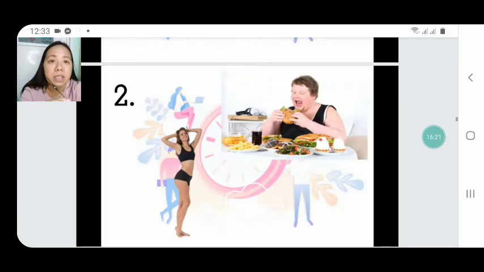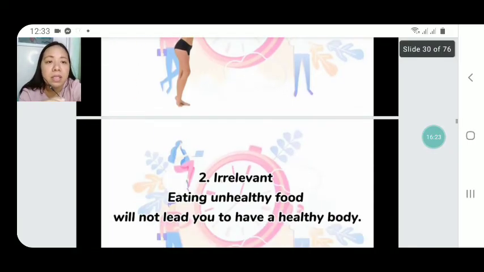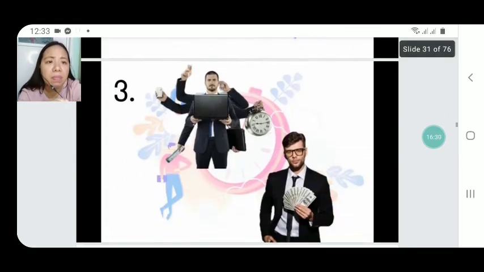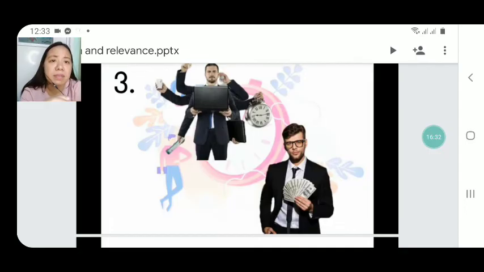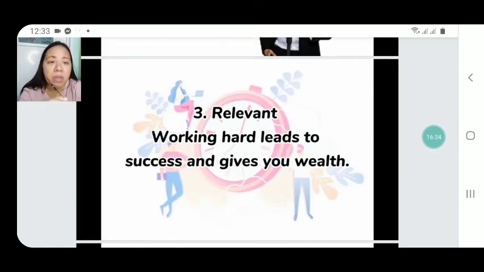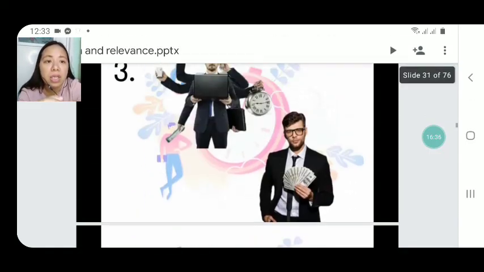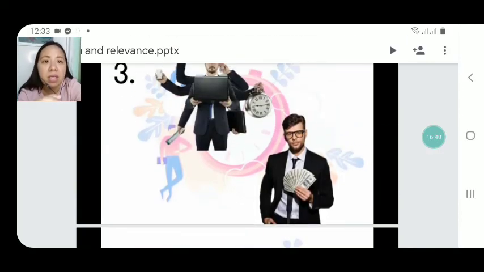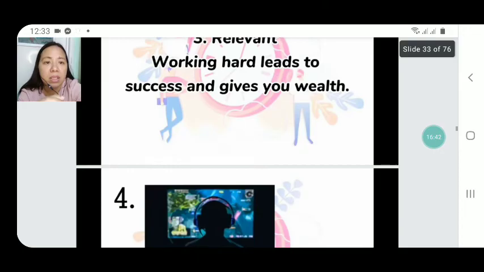How about this? Is this connected? Let us see. It is irrelevant. Eating unhealthy food will not lead you to have a healthy body. How about this? It is relevant, because working hard leads you to success and gives you wealth, diba? Kasi he is hardworking, so he will be successful.